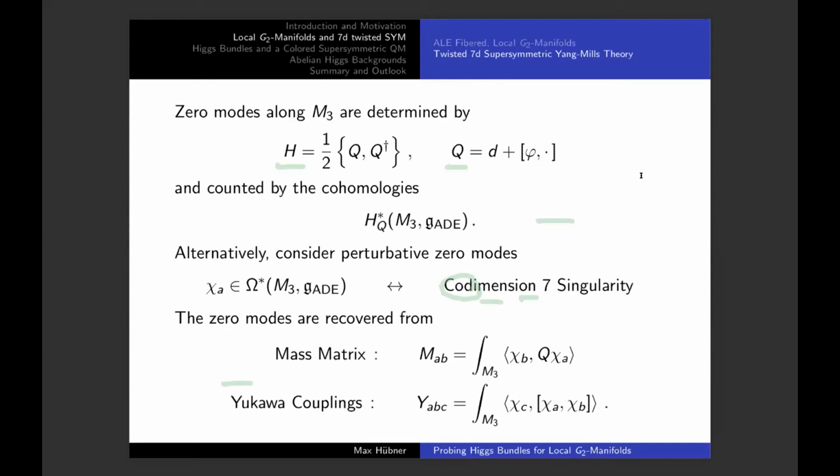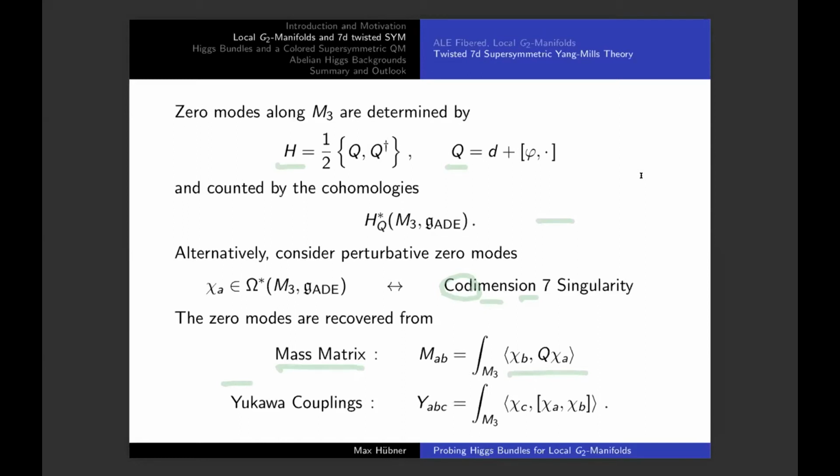There's an alternative way of counting zero modes, and that is one studies perturbative zero modes and non-perturbative effects. Perturbative zero modes are Lie algebra valued one forms, chi_A, which are sharply localized at the zeros of the Higgs field. And they are in correspondence with codimension 7 singularities in the ALE geometry. To derive the true zero modes, then, one needs to compute this mass matrix here, which is given by an overlap integral as shown here, and then compute the kernel of this mass matrix.